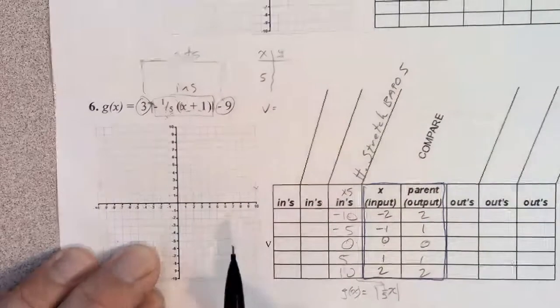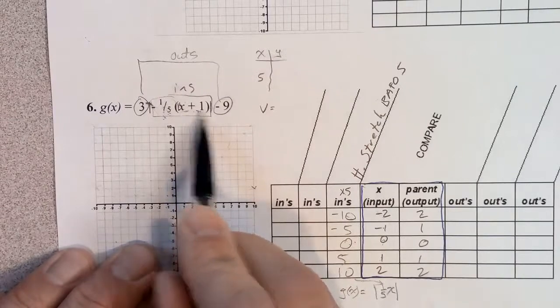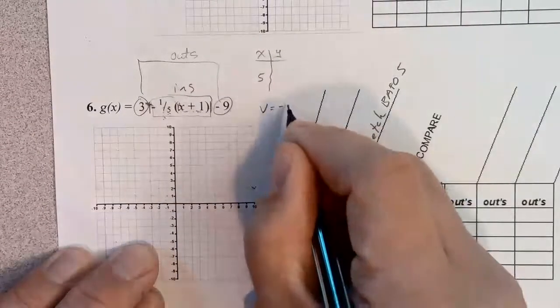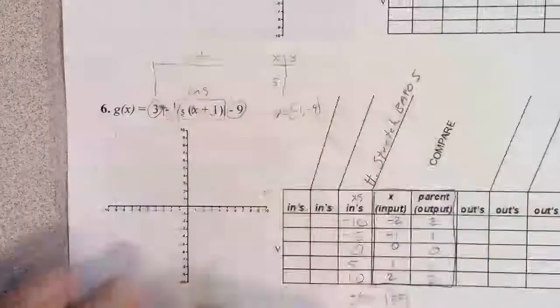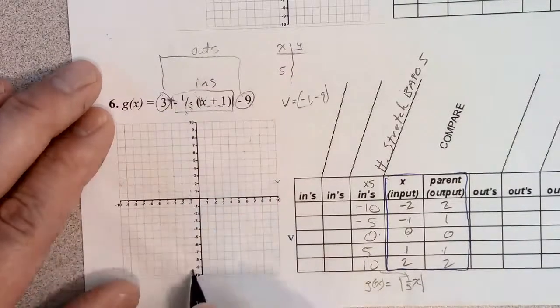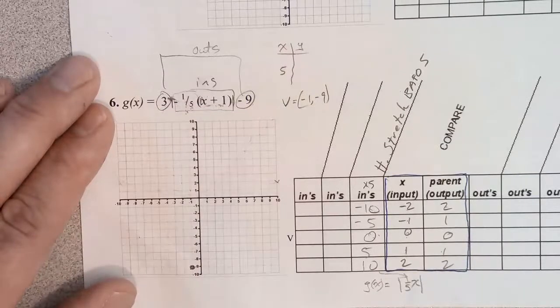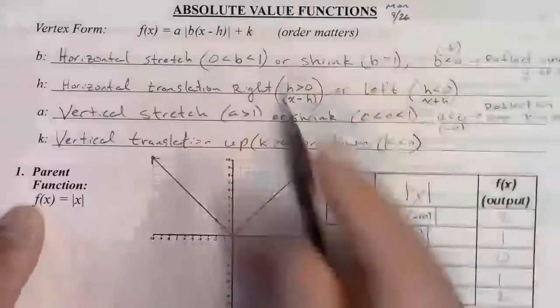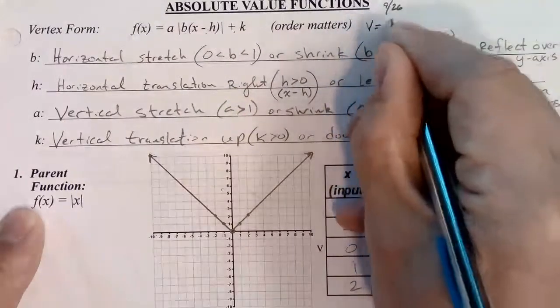What's HK? Yeah, negative 1, that's H, and K is negative 9. That's our vertex. Negative 1, negative 9. That's the actual end vertex. So when we're done with this, we better have a vertex at negative 1, negative 9, which is right there. That's what HK tells us. You may want to make a note of that. HK is our vertex. The vertex is HK.